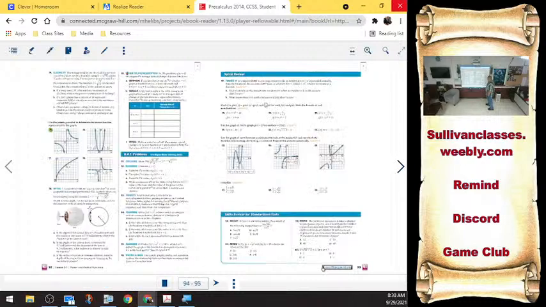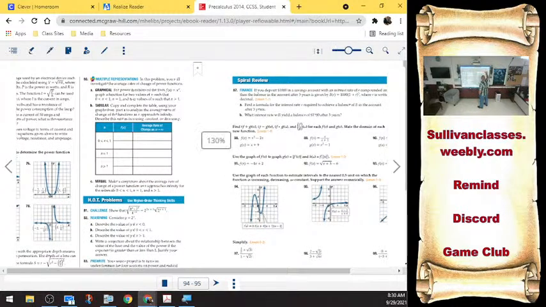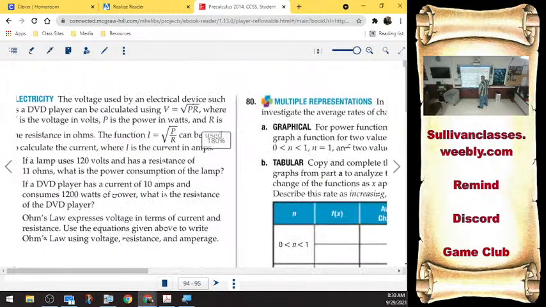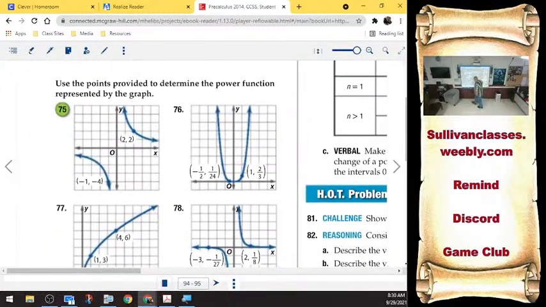Next page. There we go. Okay. They're all polynomials. They're all monomials. Monomials are all going to have the form y equals ax to the n.